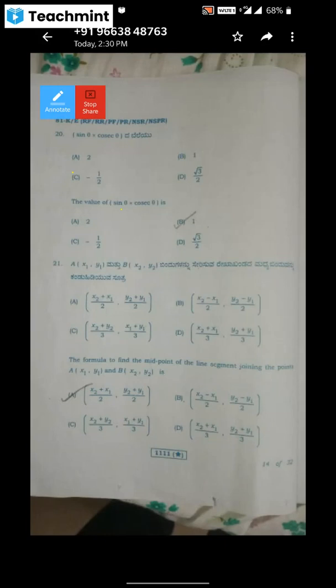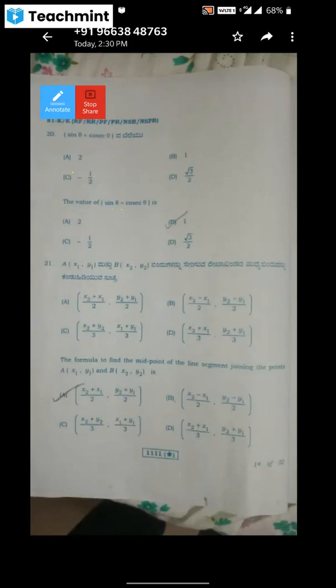The formula to find the midpoint of the line segment joining the points A (x1, y1) and B (x2, y2) is (x2 plus x1) by 2, (y2 plus y1) by 2. So option A is the right answer for this. Next, after 21, 22. 22nd question, the distance between the points (x1, y1) and (x2, y2) is.